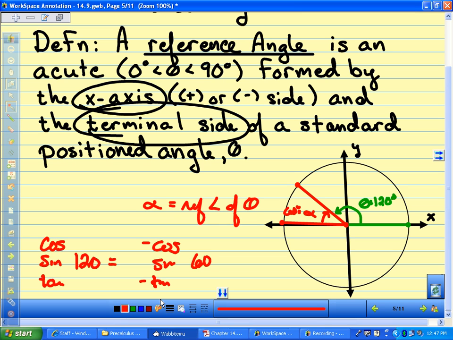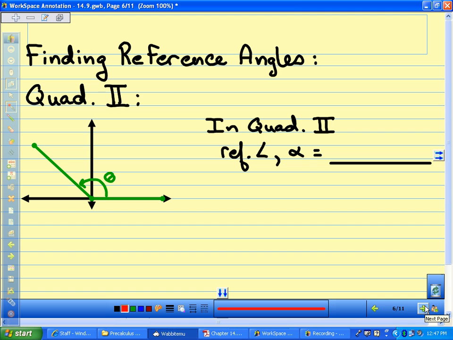How do we do that? Well, number one, we're still going to have to sometimes use coterminal angles, but then we're going to use reference angles. Okay, so we need to generalize now. How are we going to find a reference angle in quadrant 2? How are we going to find a reference angle in quadrant 3? How are we going to find a reference angle in quadrant 4?